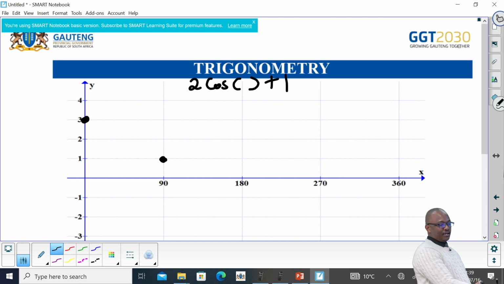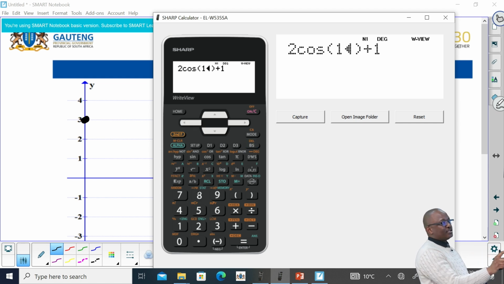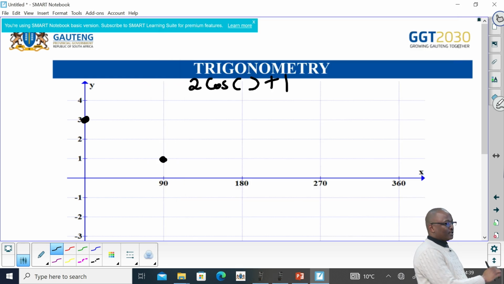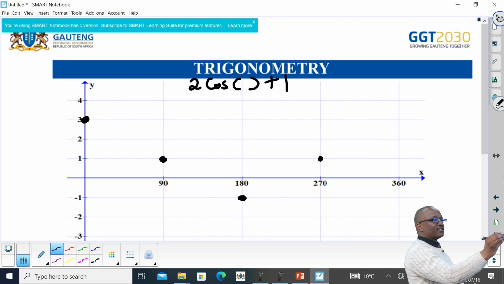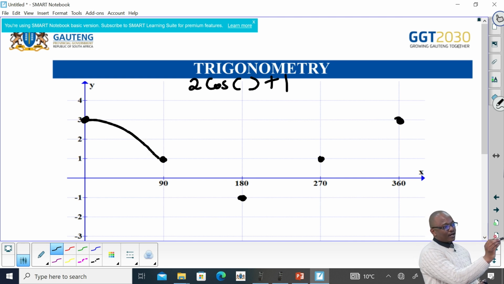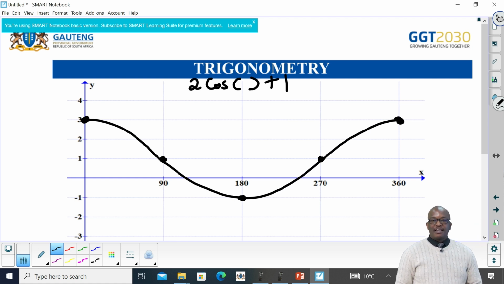Correct? And we go and substitute 180. Then we have 180 there. Then when we substitute 180, we are going to get -1. So now from -1, we will also get 1 by 270 and 3 by 360 there. Then now you will sketch nicely your graph. You will join those points using curves nicely like that.